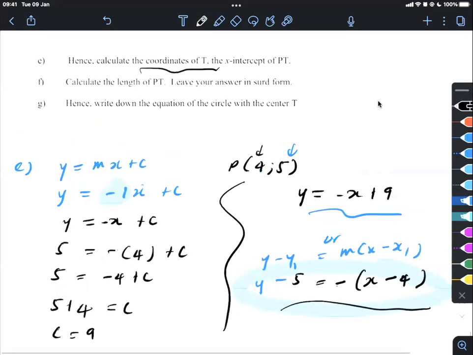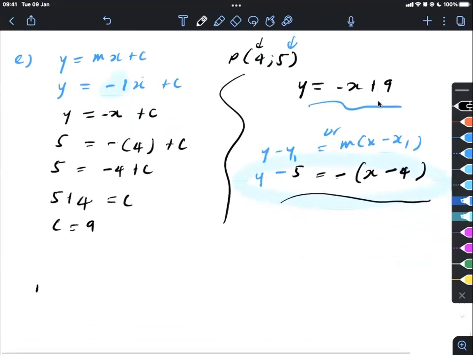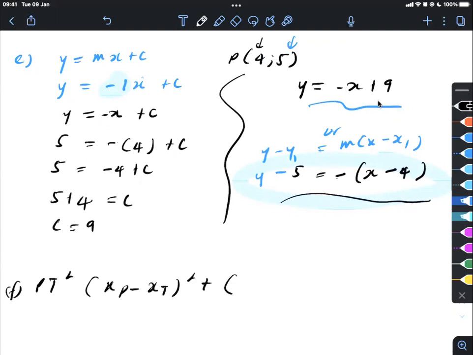Now, the next one says calculate the length of PT and leave your answer in surd form. Remember, PT will be the distance. So if we're looking for the distance PT, that will be PT squared. We'll look for the x coordinate of P minus the x coordinate of T, and then we'll square that, plus the y coordinate of P minus the y coordinate of T, and we should also square that. That should be the distance. This is the distance formula, guys.